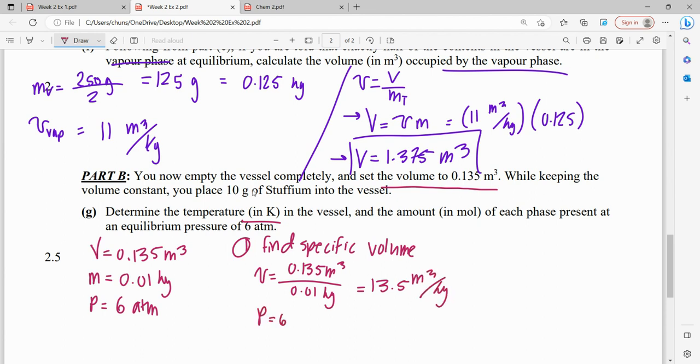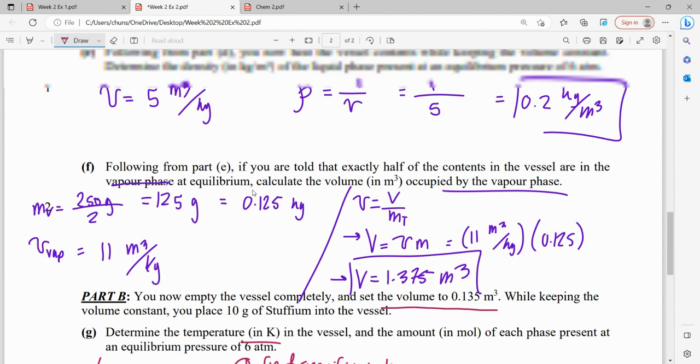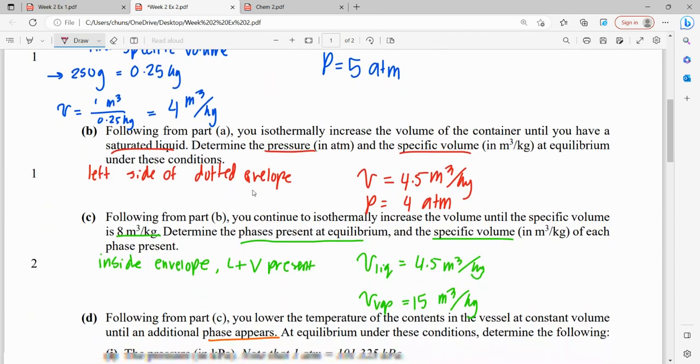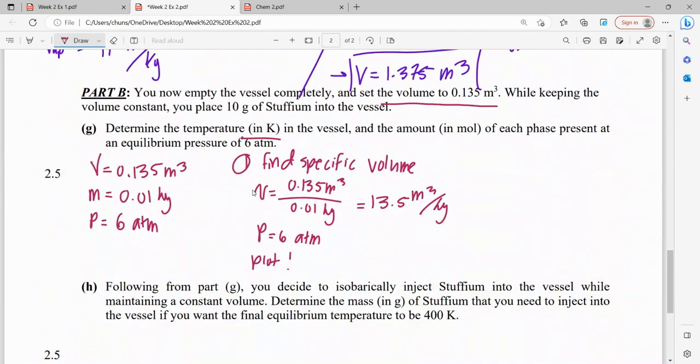Then we know our pressure is 6 atm, so let's plot on our graph. So it's 6 atm and 13.5. Let's read up. It brings us to this point here, which lies on our 550K isotherm. So our temperature is 550 Kelvin.